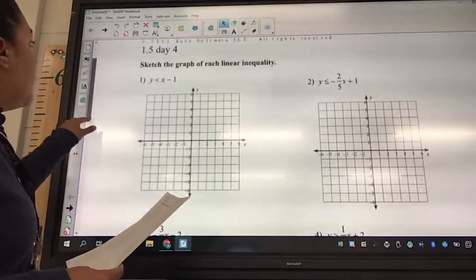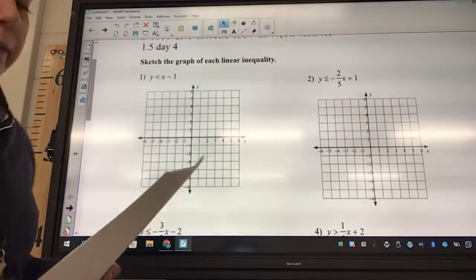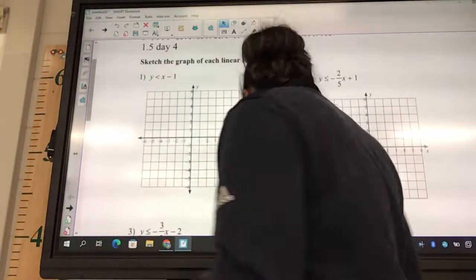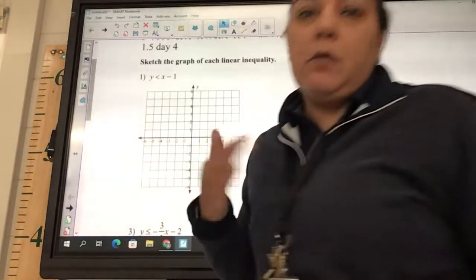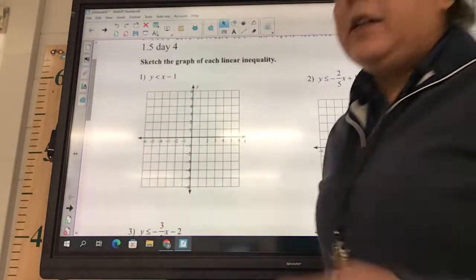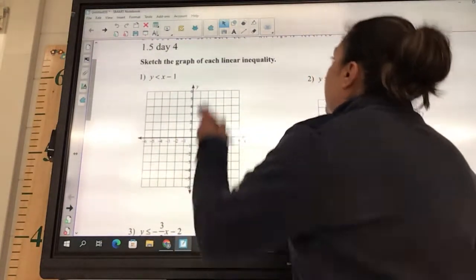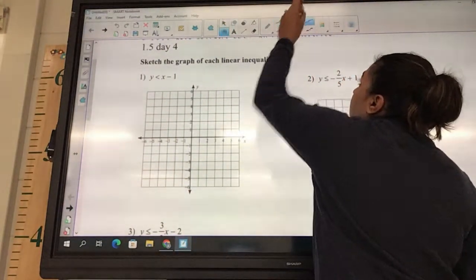You should be doing 1.5, day 4. Okay, we did this yesterday, so there's nothing different. It's just more problems of the same type in order for us to practice. Okay, so yesterday there were a couple of notes, and you might need them on your paper.